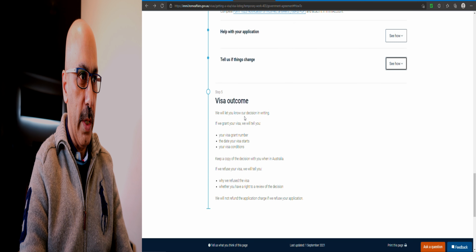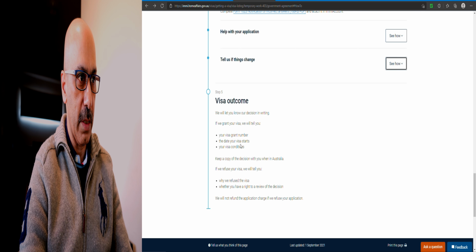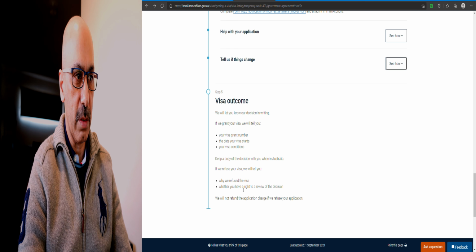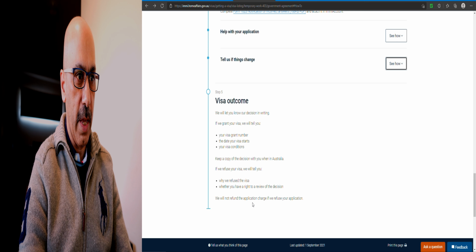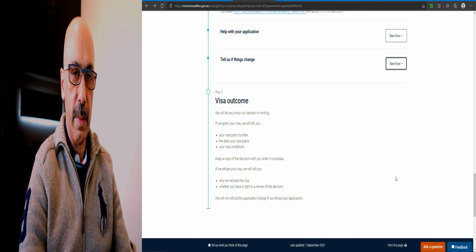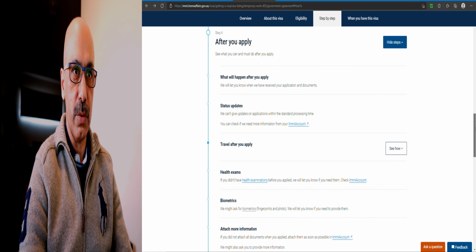Visa outcome. We will let you know our decision in writing. If we grant your visa, we will tell you your visa grant number, the date your visa starts, and your visa conditions. Keep your copy of the decision with you when you are in Australia. If we refuse your visa, we will tell you why we refused and whether you have a right to review your decision. We will not refund the application charges if we refuse your application. So the charges you have paid for this visa will not be refunded if your application is refused.